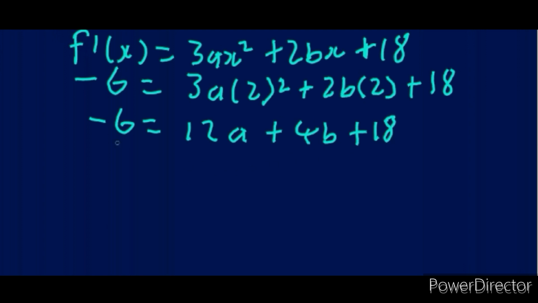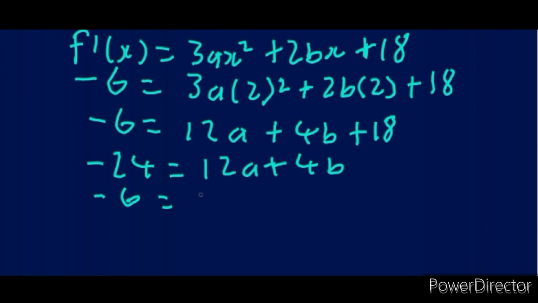From there, if we take 18 to the other side, it's going to be minus 6 minus 18, which will be minus 24. And then this is going to be 12a plus 4b. We can even simplify this by dividing everything by 4 because everything is divisible by 4. We can even leave it like that, but let me just divide it by 4. So this is going to be negative 6 is equal to 3a plus b. So I have created my second equation.